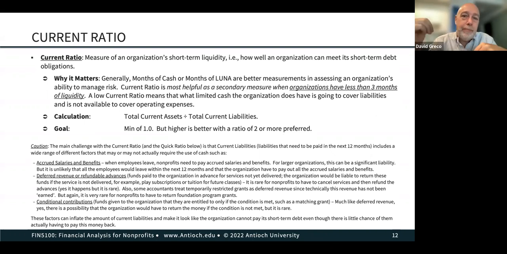Now, again, typically we're going to want to have this idea of 1, which means we have enough assets to cover all of our liabilities. As it gets higher, a higher number is better, right? So if we have a ratio of 2, it means we have twice as much assets as liabilities. If we have a ratio of 10, that means we have 10 times more assets than we have liabilities.